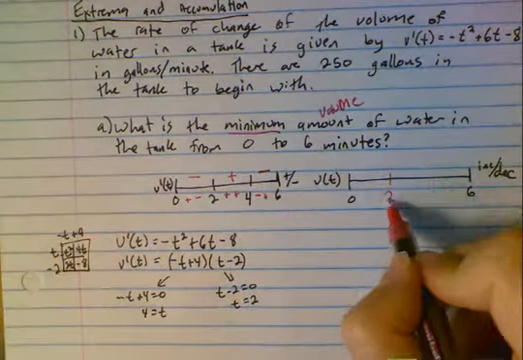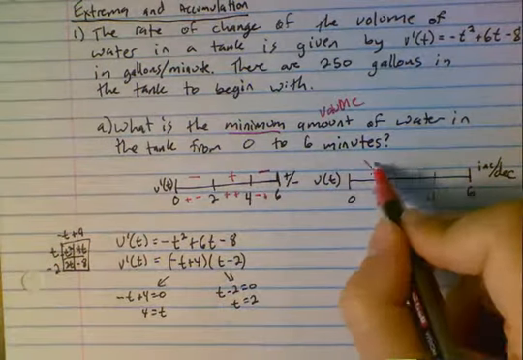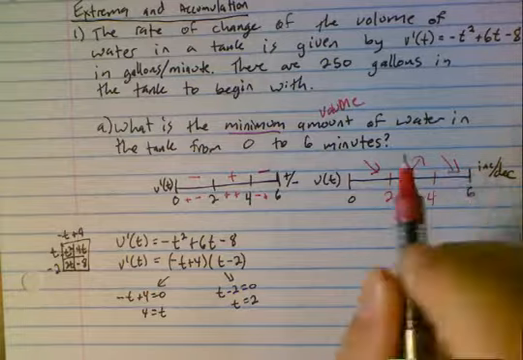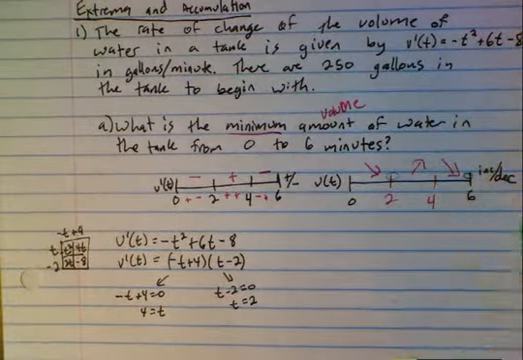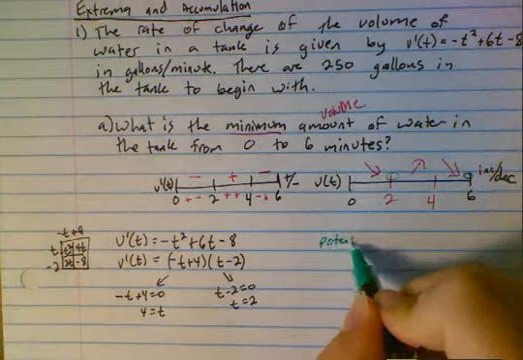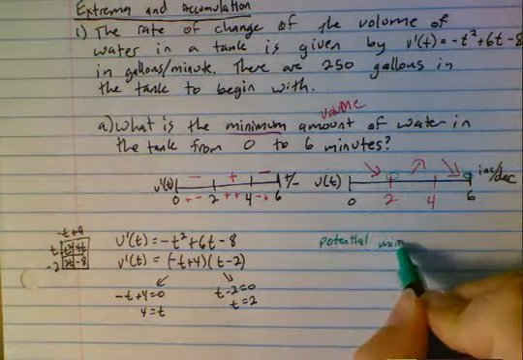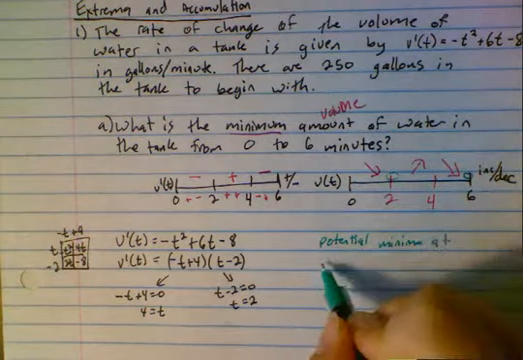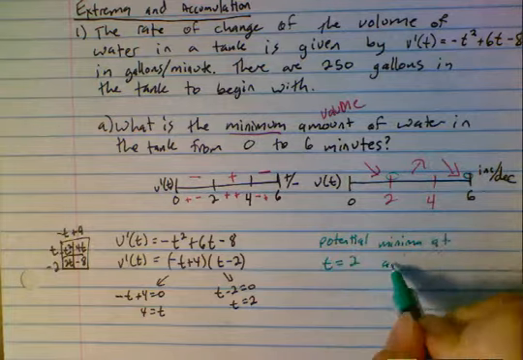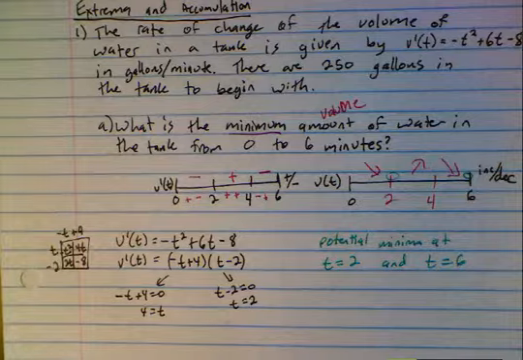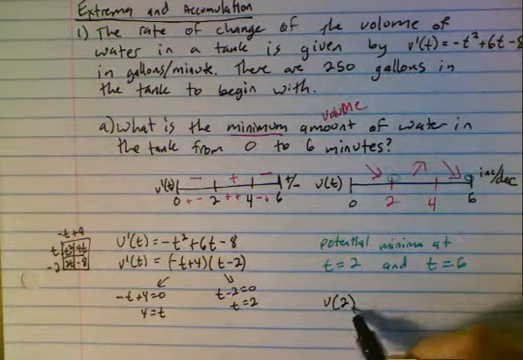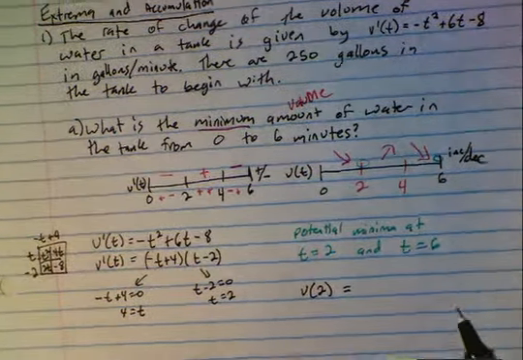So that means over here, decreasing, increasing, decreasing. We have potential minima at t equals 2 and t equals 6. So we need to find V of 2 and V of 6 and compare them.